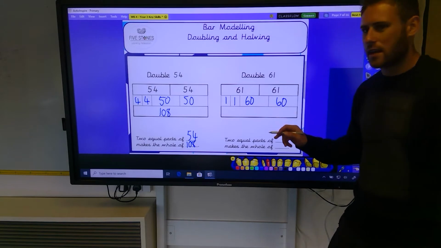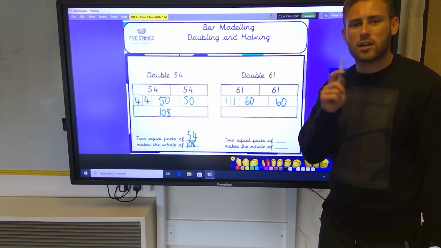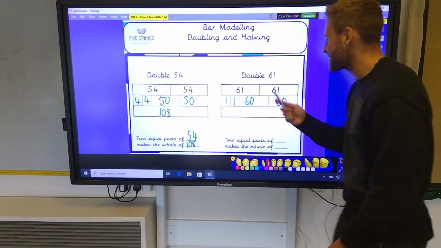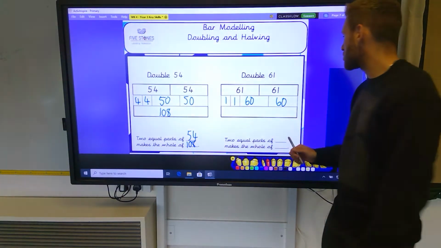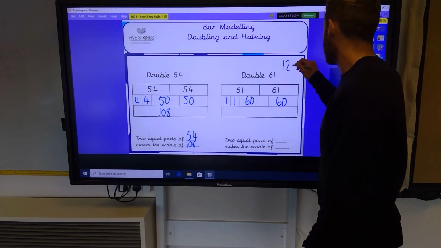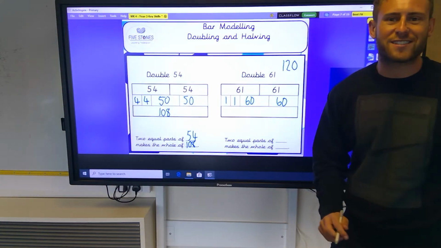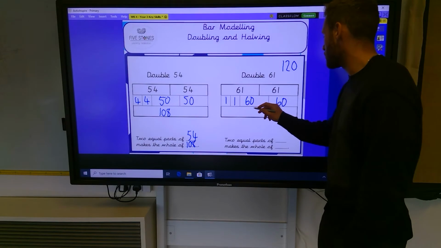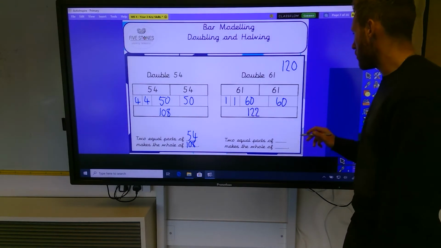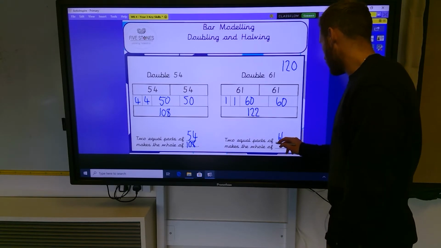What's double 60? Double 6 tens, so double 6 is 12. Fantastic. So we've got 12 tens, which looks like 120. And we know double 1 is 2. Fantastic. 122. So 2 equal parts of 61 makes the whole of 122.